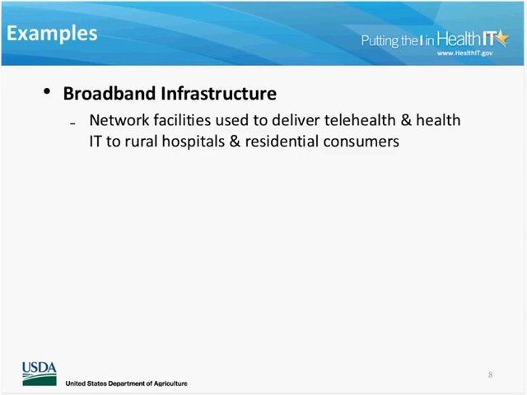Other examples include all areas of broadband infrastructure. At the USDA's Rural Utility Service, we provide loan and grant financing to cover the network construction costs of broadband infrastructure needed to deliver telehealth and health IT to rural hospitals and rural residential consumers, including veterans. So we're very proud of the work that we do in meeting these very important yet costly infrastructure costs and hardware and software costs that rural hospitals and clinics incur.